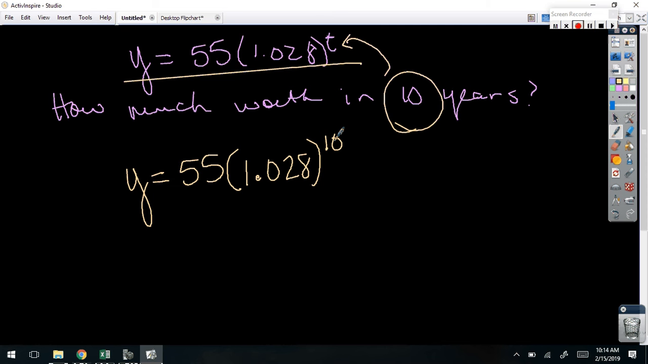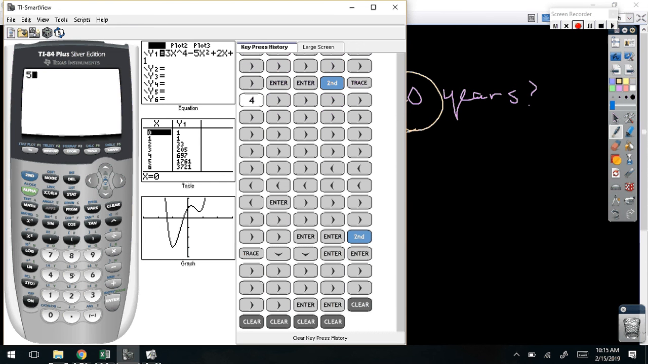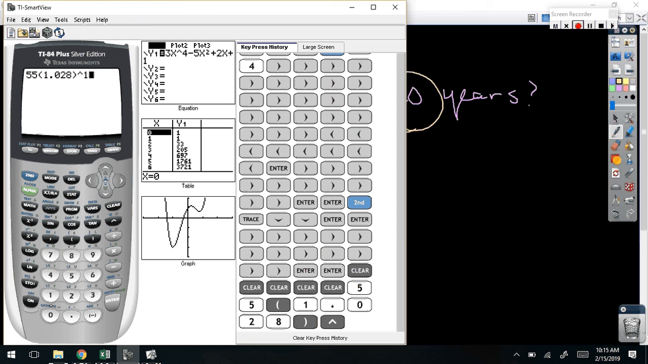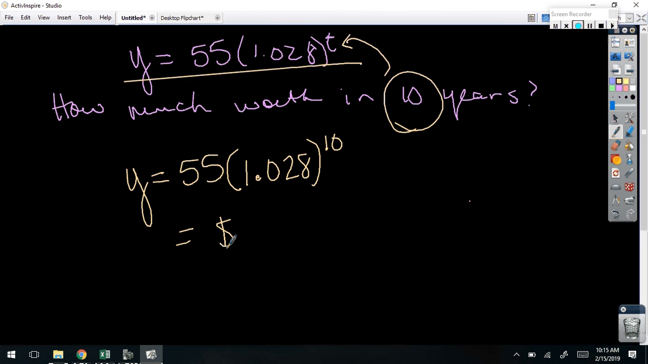Use your calculator. As you're getting your calculator, let me show you here also. 55 times 1.028 to the 10th is 72.4926267. That comic book that you paid $55 for, 10 years down the road, is now worth $72.49.